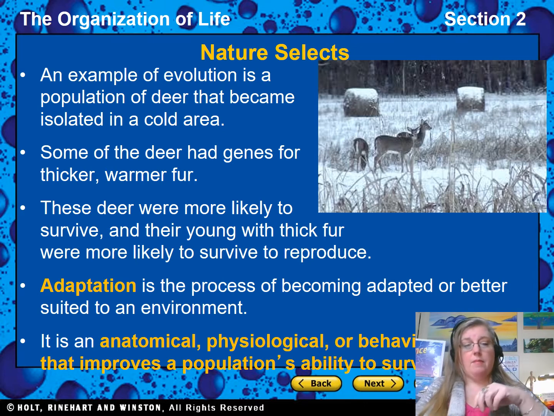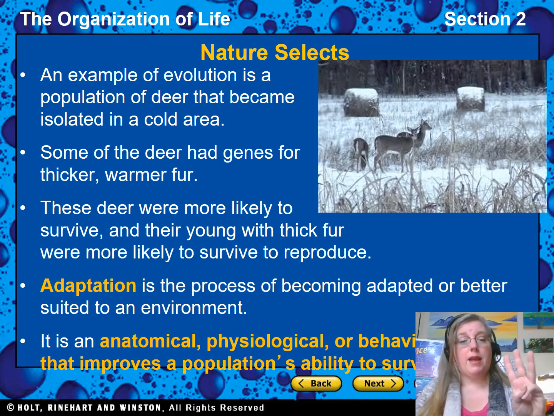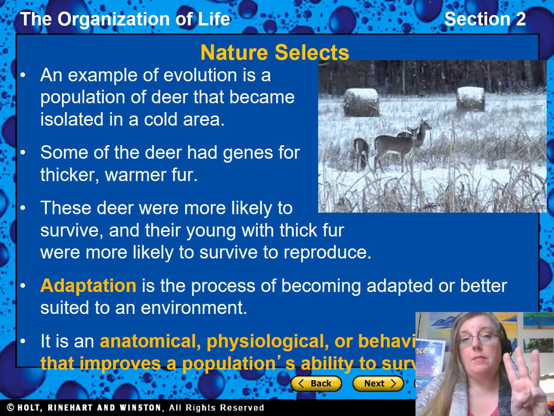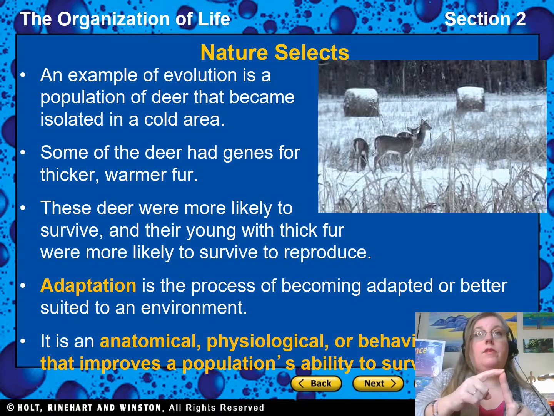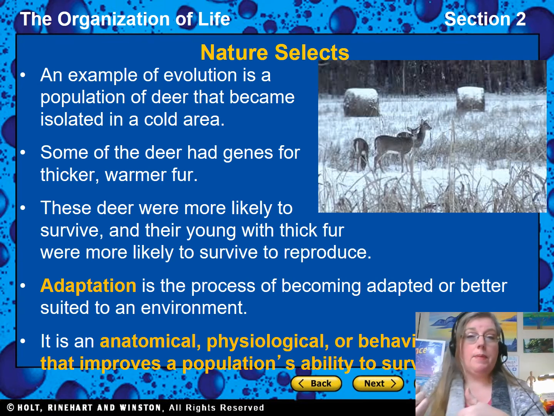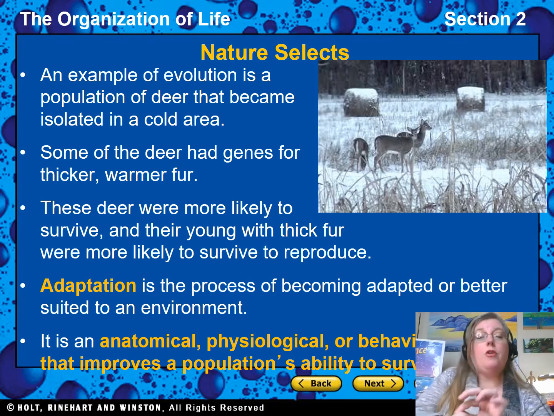You have three choices of adaptations. They can be anatomical, physiological, or behavioral. Those are three kinds of adaptations, and let me tell you about those. Anatomical means how you're built. Some of the pandas had a wrist knuckle that allowed them to hold their bamboo better, and that means they got to eat better. So that's anatomical, how you're built.